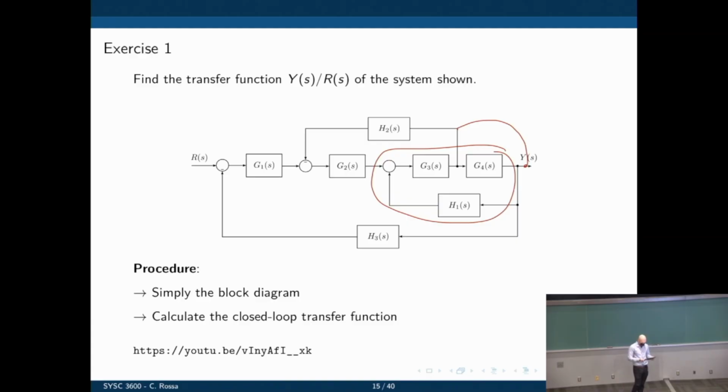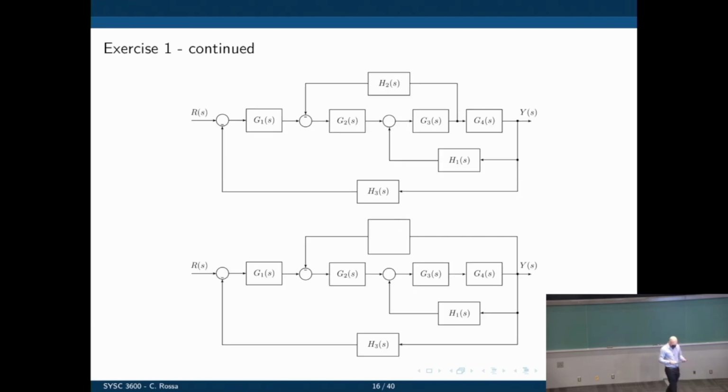Right? So the first step here, which will allow us further simplifications, is to take this point and move it ahead of G4. And the reason is that you can combine G3 and G4 and you can eliminate the feedback loop there. So that's what we are going to do. We are taking this, multiplying and passing that over G4. Now, we can't simply do that because you're changing the signal.